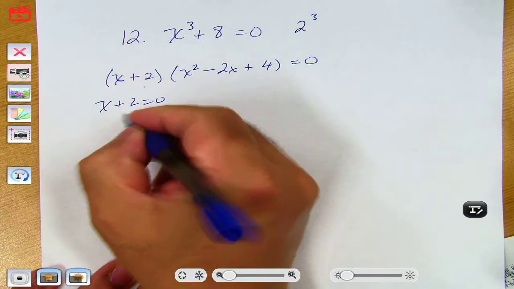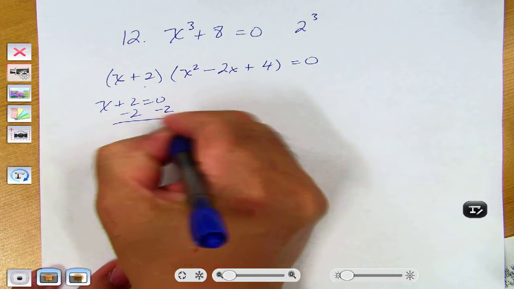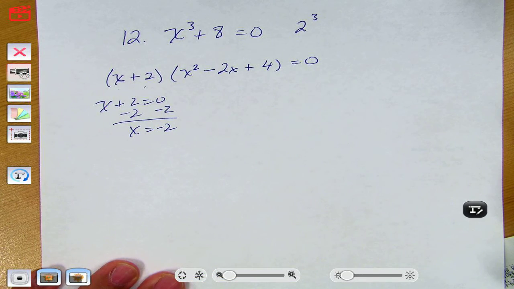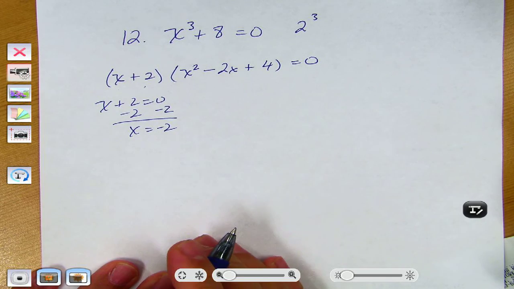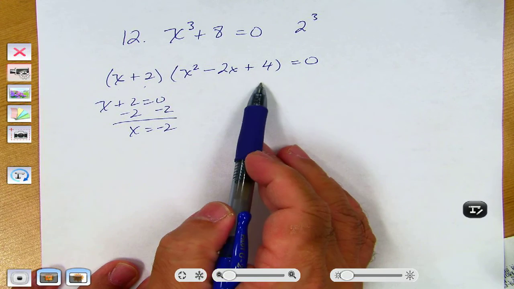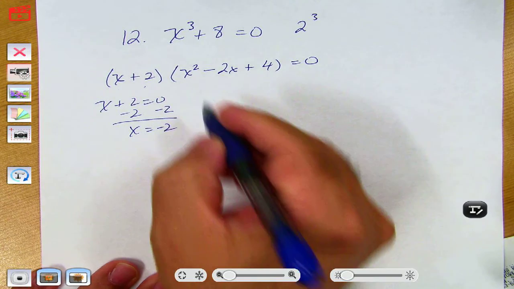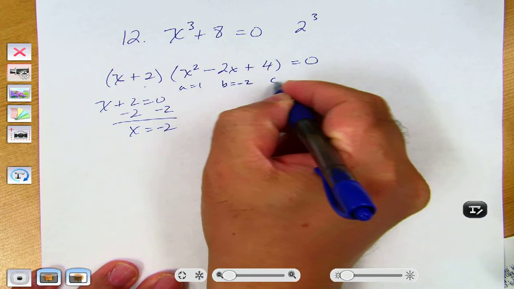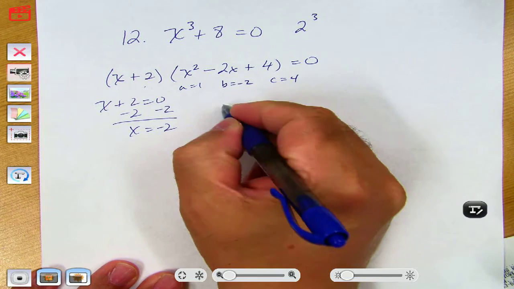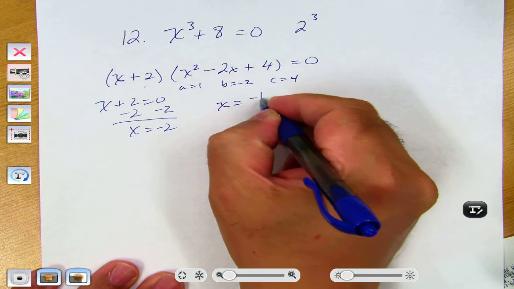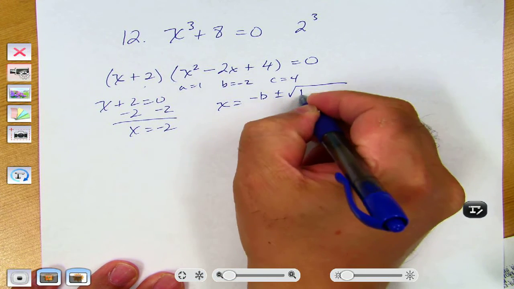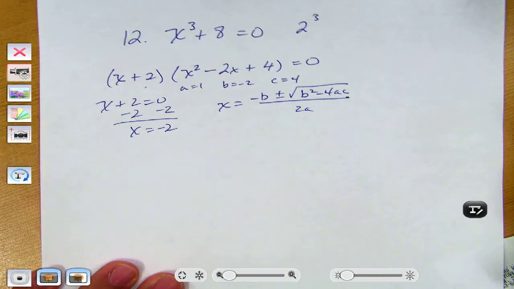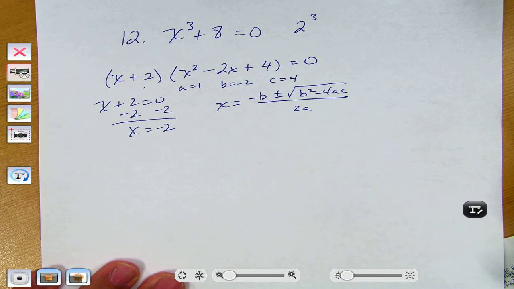That one's straightforward. So I just get x equals -2. And then the next one, this one cannot be factored, so you have to use the quadratic formula. a equals 1, b equals -2, c equals 4. I'm writing the quadratic formula to remind you what it is. All right, there's the quadratic formula. Now we're going to substitute these values.